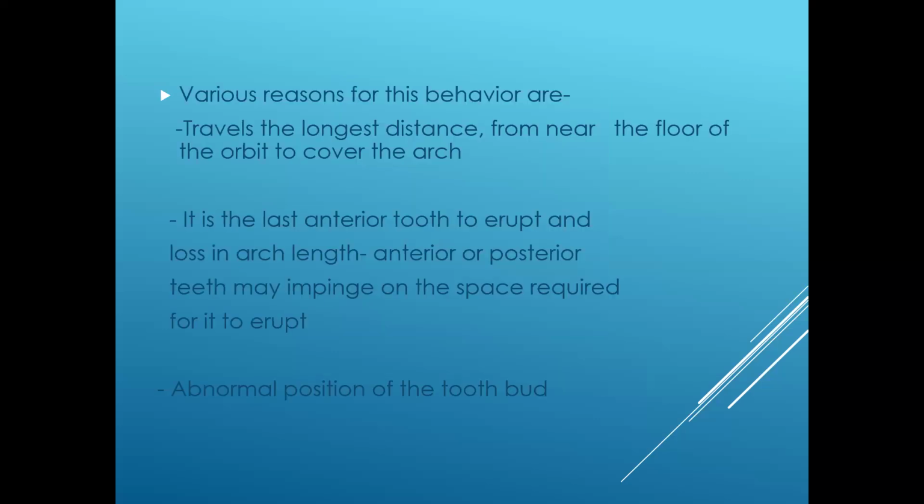Various reasons for this behavior are that the canine travels the longest distance, from near the floor of the orbit to the arch, and it is the last anterior tooth to erupt, and loss in arch length, such as anterior or posterior teeth, may impinge on the space required for it to erupt. And abnormal position of the tooth bud is another reason for canine impaction.